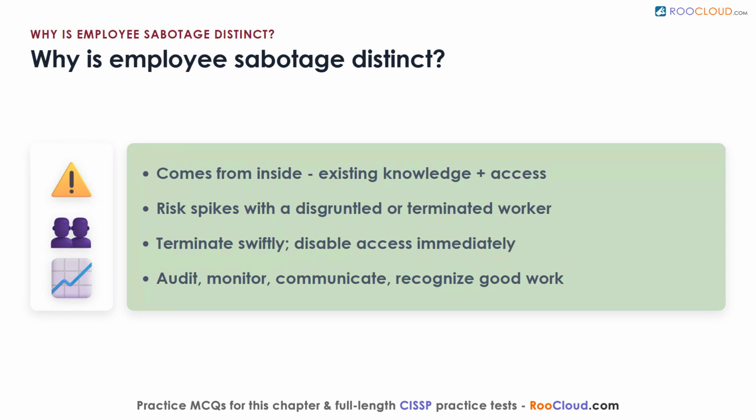Because it comes from inside, from someone who already has knowledge and access. Sabotage is deliberate destruction or disruption by an employee, and the risk spikes when a worker turns disgruntled, expects an unfair firing, or keeps access after being let go. That is exactly why termination should be swift and access should be disabled immediately.